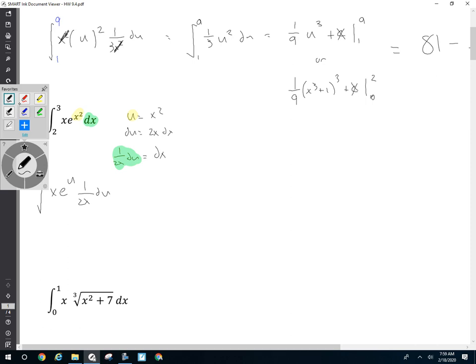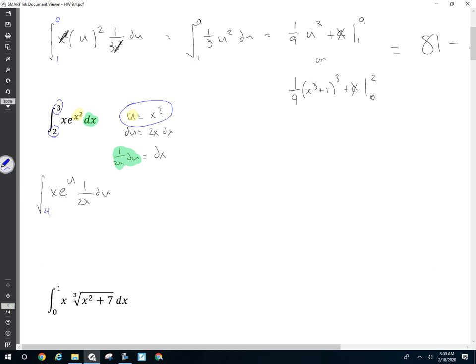Changing my bases of 2 and 3, which are x's, using u equals x squared, that turns into 4 and 9. Cancel the x's. Maybe I'll rewrite this. 4 and 9, 1/2 e to the u du. Antiderivative, 1/2 e to the u. So I did take the antiderivative here. Just remember, like I took the antiderivative to get 1/9 u cubed.